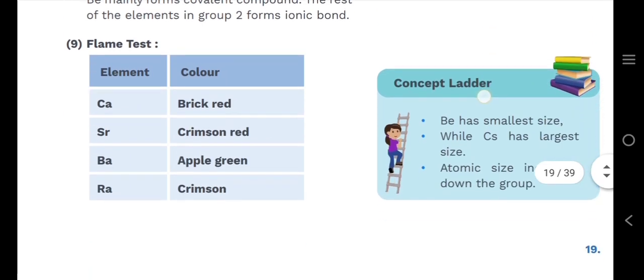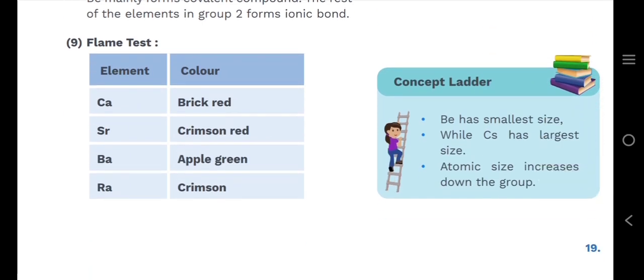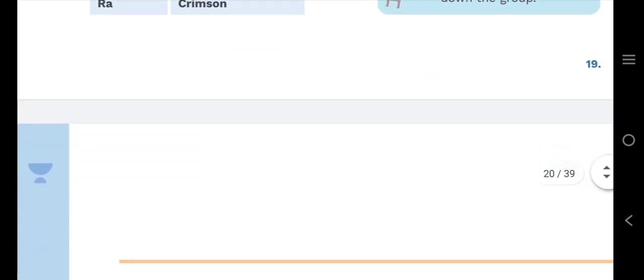Flame test. Ca gives brick red color. Sr gives crimson red color on flame test. Ba gives apple green color, whereas Ra gives crimson color.